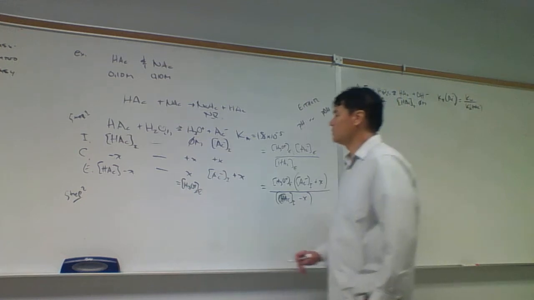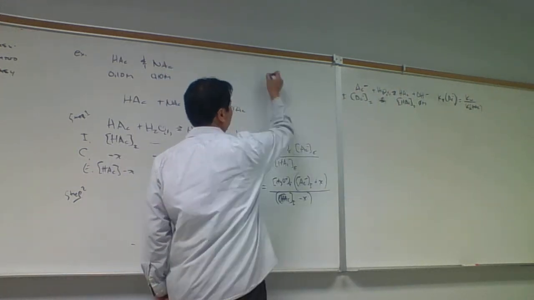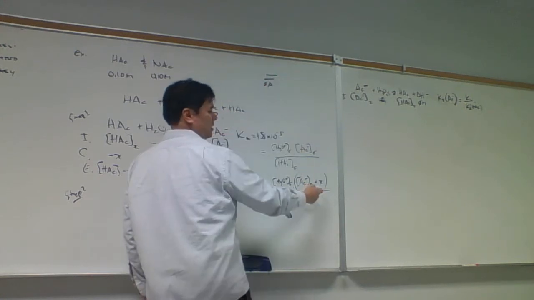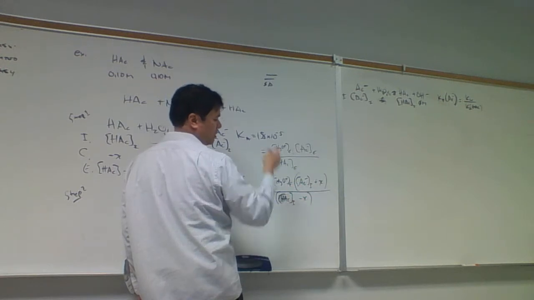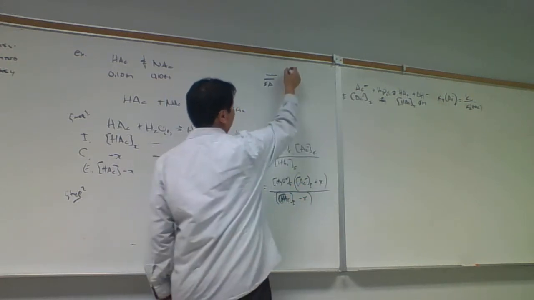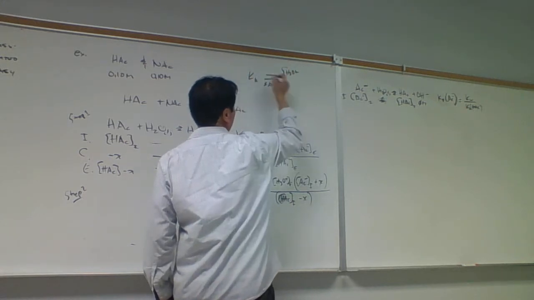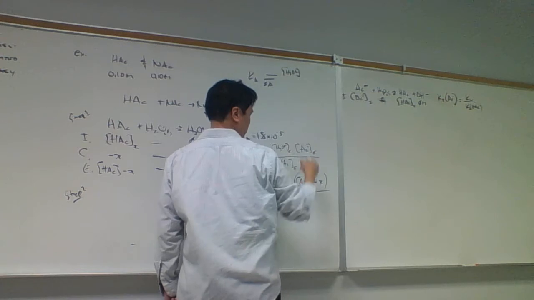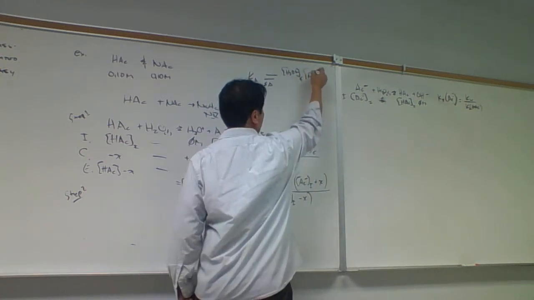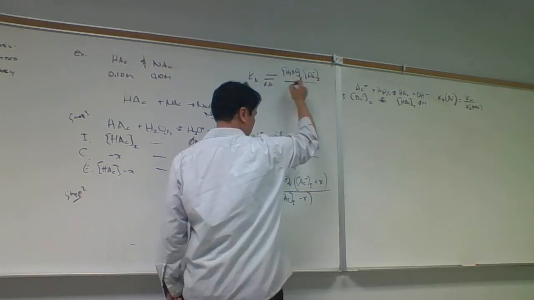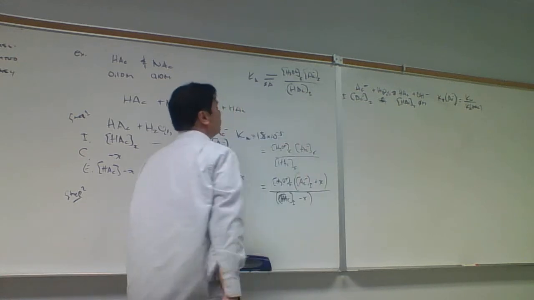And then we're going to use a simplifying assumption here. If we use a simplifying assumption, then we say X is small compared to the initial. And so the X would drop out here and the X would drop out here. And so I end up with this. I end up with Ka equal to the hydronium ion concentration at the end times the acetate concentration at the beginning divided by the acetic acid concentration at the beginning, initial.